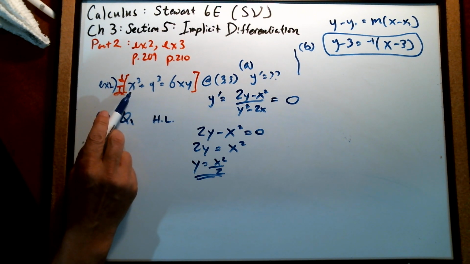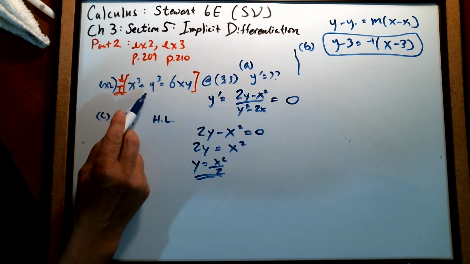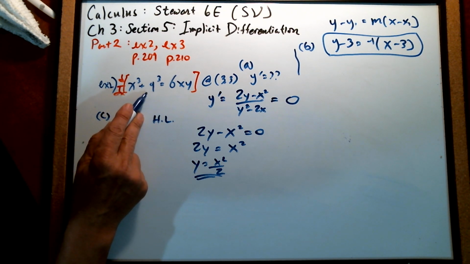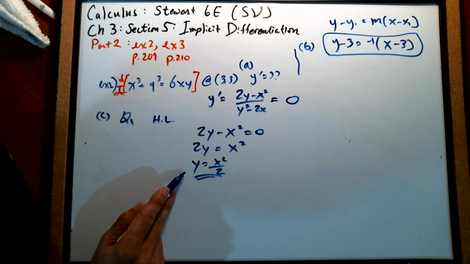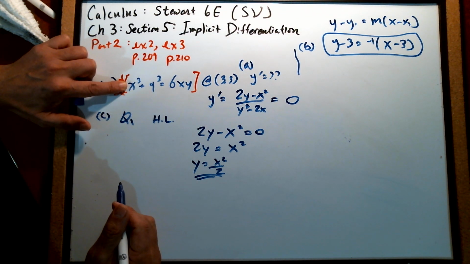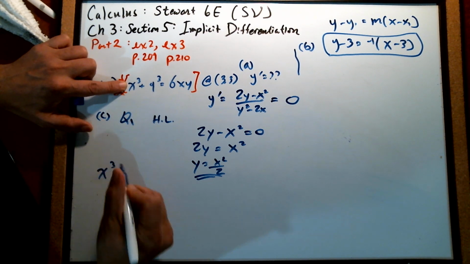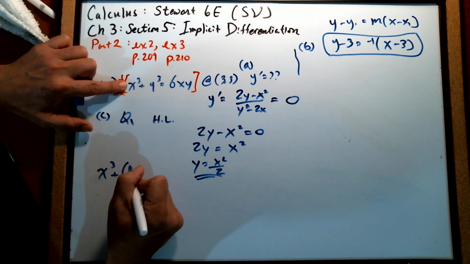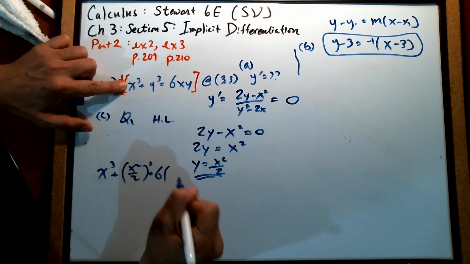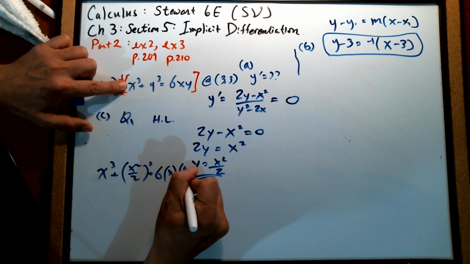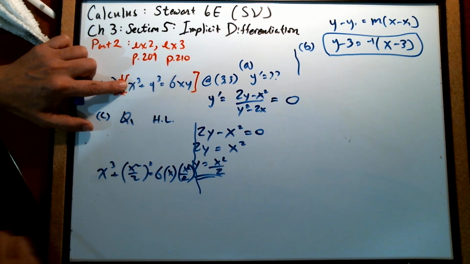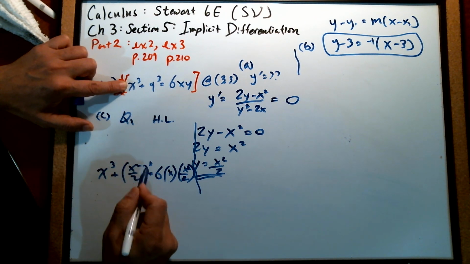You have your original relationship, which is x cubed plus y cubed equals 6xy. We're going to plug in x squared over 2 for your y right over here. Substitute. So let's write it out. Always point as you go. That way you kind of know where your focus is. x cubed plus x squared over 2, cubed, is equal to 6 times x squared over 2. Okay, so we're going to work this out.